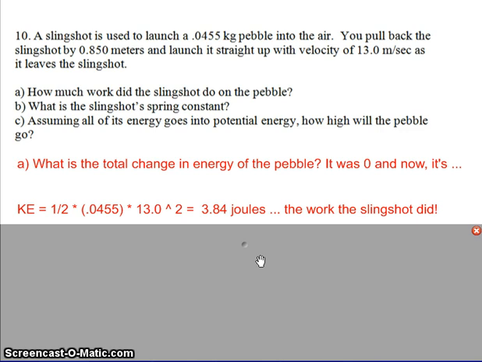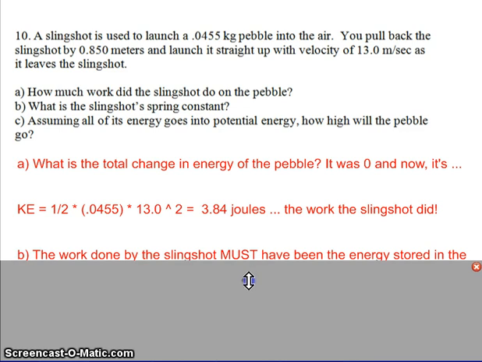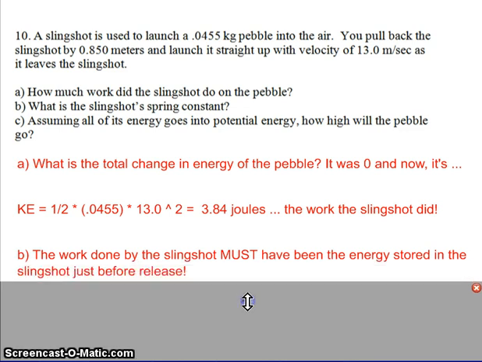Of course, you could also say that's the work that you did pulling the spring back with the pebble in it, but we can break that any way we'd like. Essentially, as we think about the springiness of the slingshot, that's how much work the slingshot did as it transferred that elastic energy into kinetic energy. We're going to take that idea right away and use it.